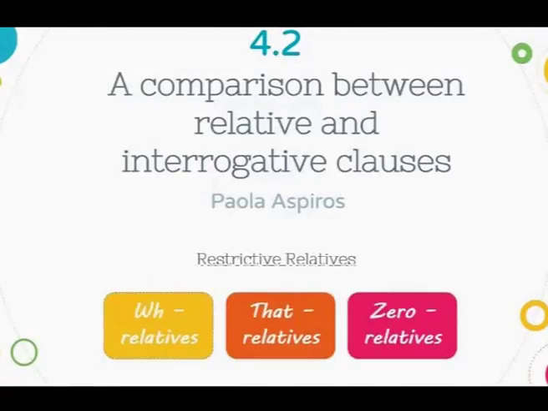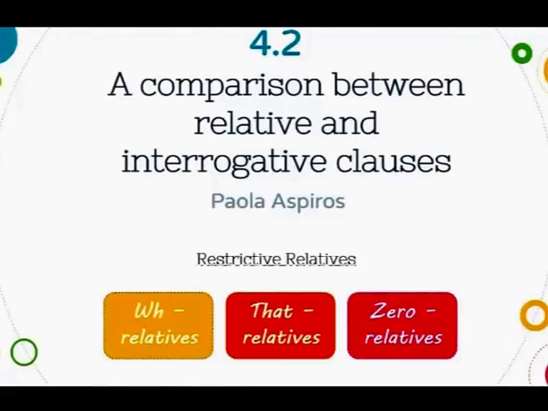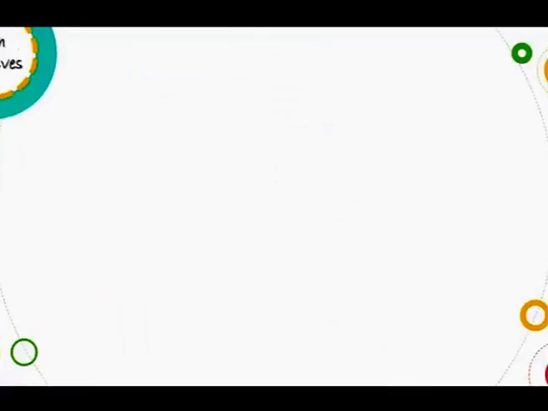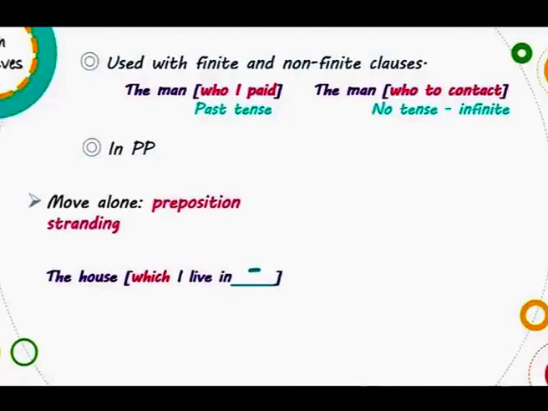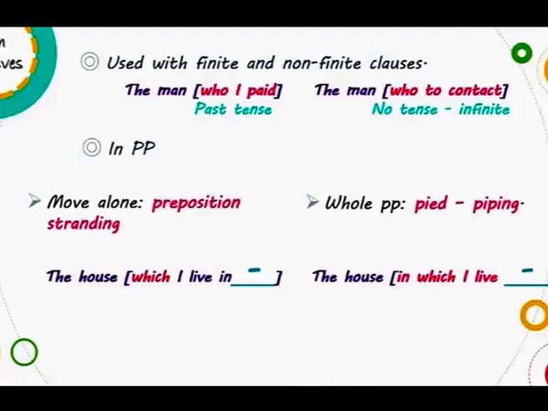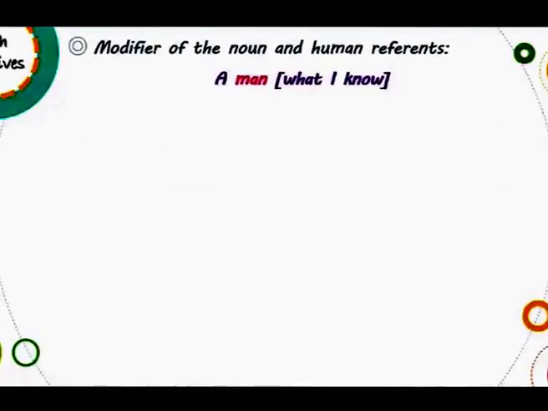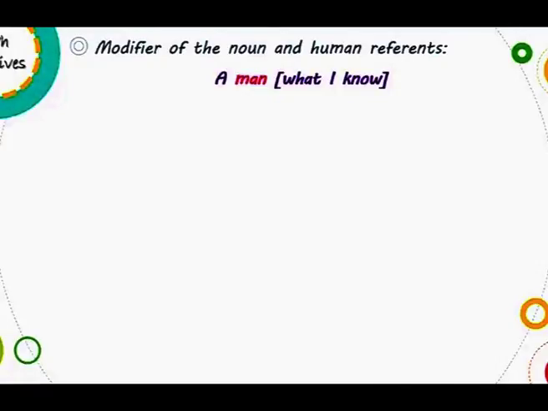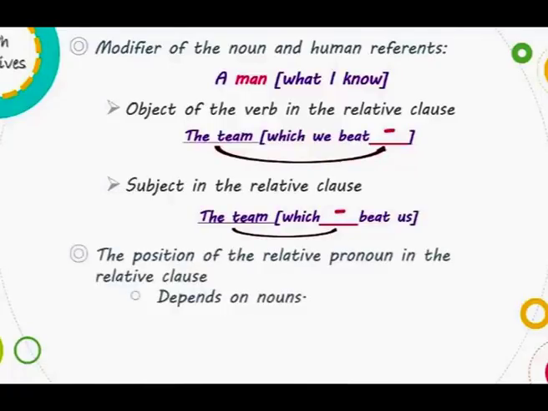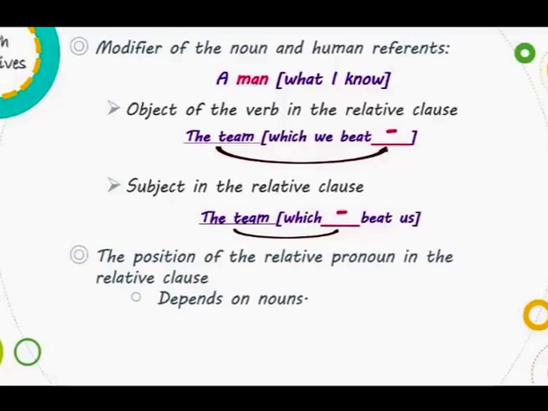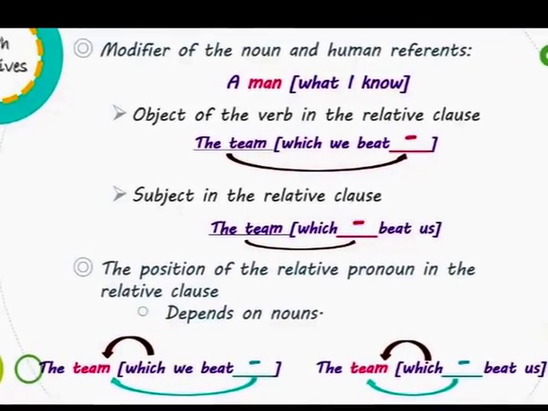Now we are going to see a comparison between relative and interrogative clauses. For this we have restricted relatives: WH relatives, that relatives, and zero relatives. WH relatives are used in finite and non-finite clauses. In prepositional phrases, they have two kinds of movement: moving along with the preposition stranded, or with the whole expression, pied-piping. They work as a modifier of the noun and need human reference, as in the man who I know. They work as an object in the relative clause, or as a subject in the relative clause. The position of the relative pronoun in the relative clause depends on the noun, as we have seen here in the examples.